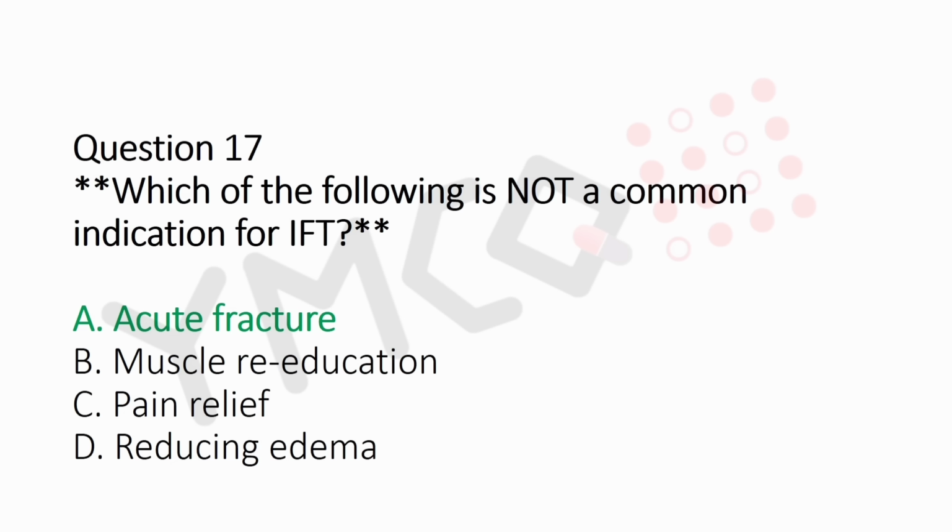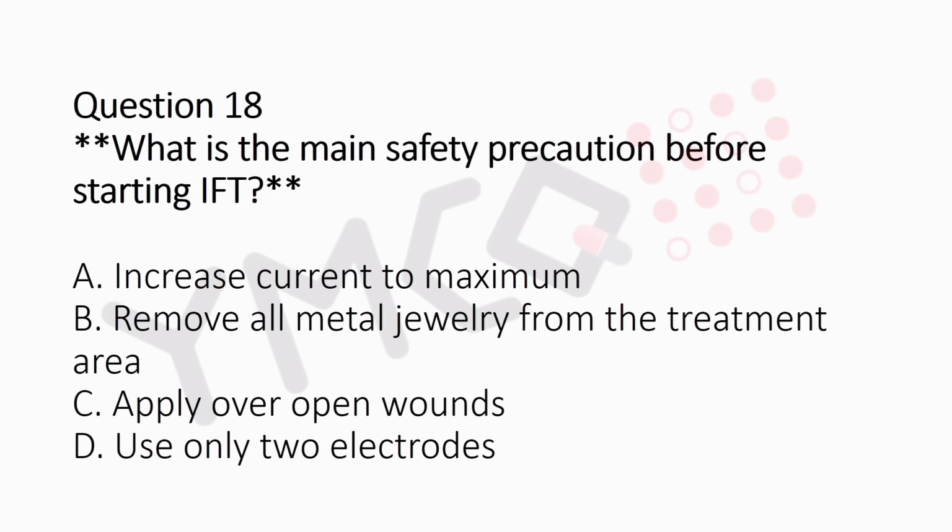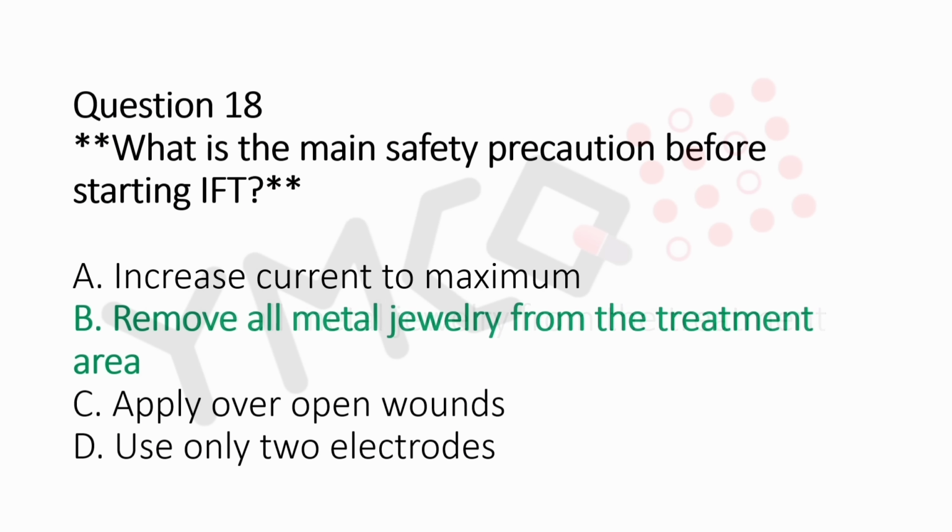Now let's move to question number 18. What is the main safety precaution before starting IFT? Option A, increase current to maximum. Option B, remove all metal jewelry from the treatment area. Option C, apply over open wound. Option D, use only 2 electrodes. And the answer is option B, removal of all metal jewelry from the treatment area.